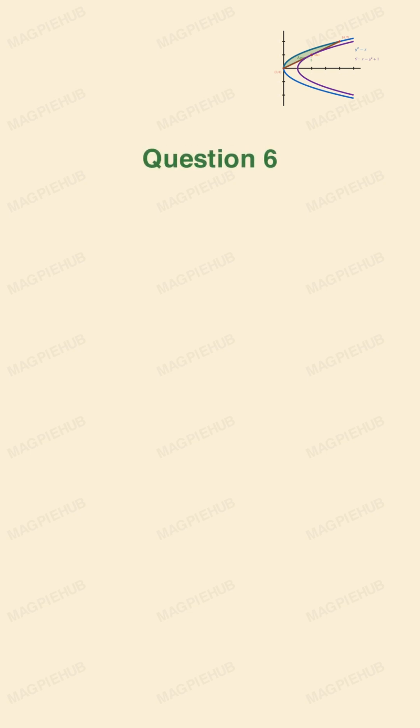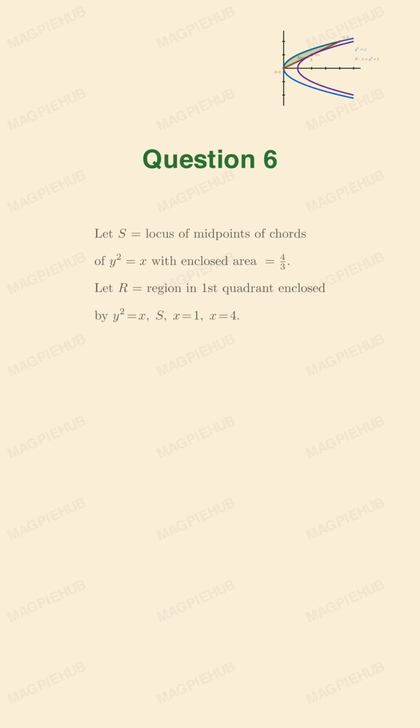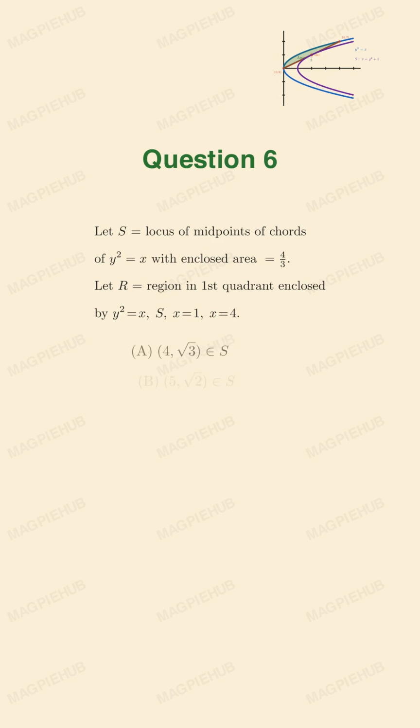Here is the question. Let S denote the locus of midpoints of those chords of the parabola y squared equals x, such that the area enclosed between the parabola and the chord is 4/3. Let R denote the region in the first quadrant enclosed by y squared equals x, the curve S, and the lines x equals 1 and x equals 4.